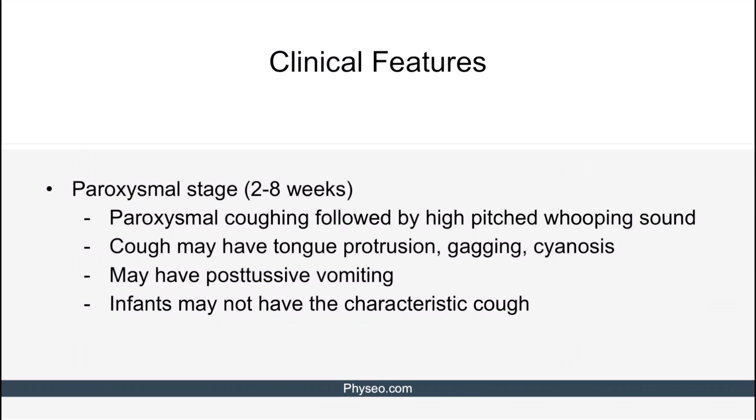The paroxysmal stage is the next stage and may last for 2 to 8 weeks. This stage is characterized by the classic cough of pertussis, long paroxysms of coughing followed by a high-pitched whooping sound due to the forced inspiratory effort that occurs after a coughing fit. When a child is coughing, they may protrude their tongue, gag, or experience episodes of cyanosis. In some cases, they may even experience post-tussive vomiting. However, it's important to remember that some infants may not have the characteristic cough.